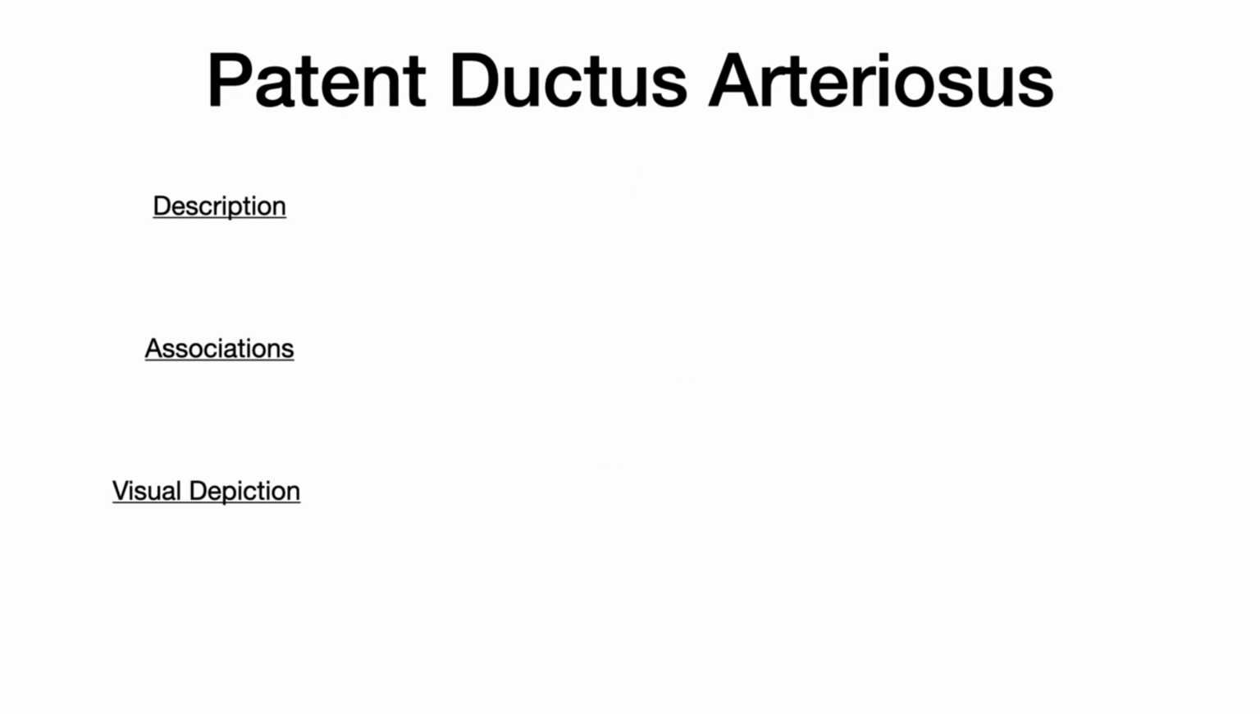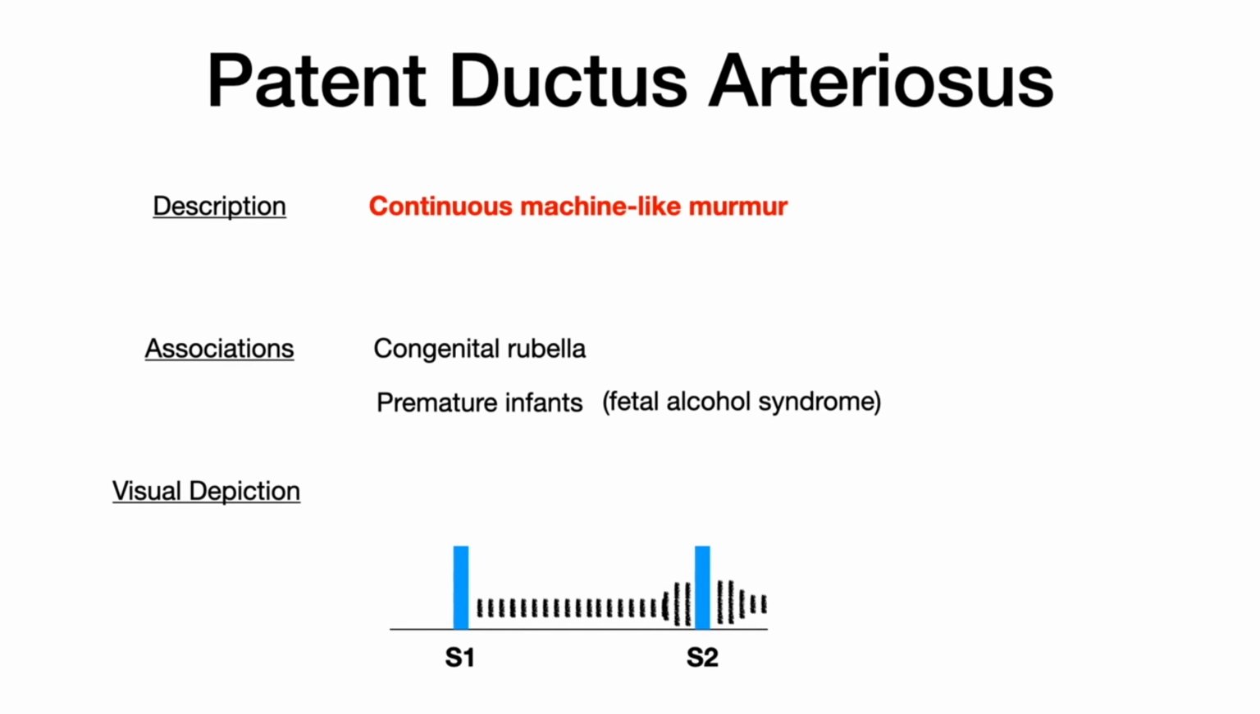All right, and to wrap things up, last but certainly not least, we have patent ductus arteriosus. So I'm not going to play the sound for this one because this soundbite rarely shows up on exams. Usually, if test writers want to go after patent ductus arteriosus, they're going to do it with buzzwords, descriptions, and associations. So patent ductus arteriosus is described as a continuous machine-like murmur. So because this is obviously a structural defect in the heart, you could expect that the murmur is continuous. It doesn't matter if the heart is in systole or diastole.